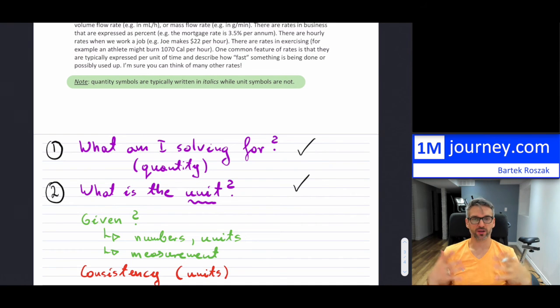So one mistake that students make is they try to solve the problem right away instead of just saying, here it is. Let me just read it through, find what it is that I'm trying to solve for, so the quantity, then try to think about what units that quantity might be in.